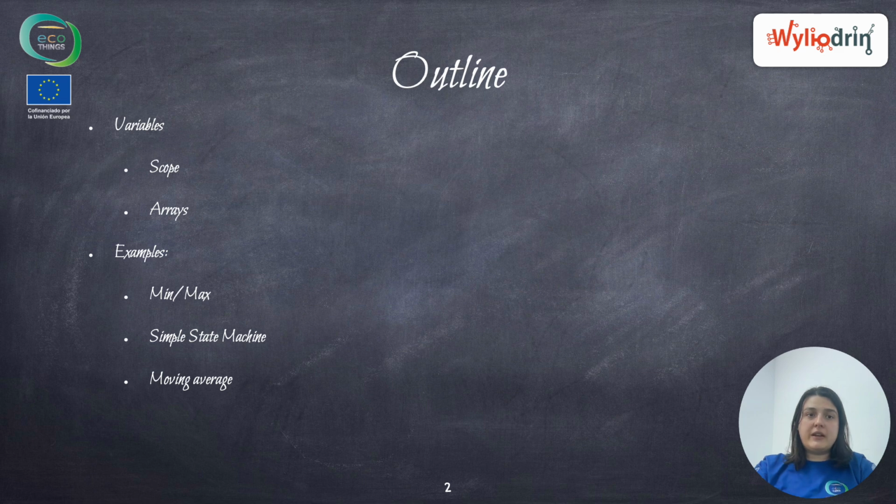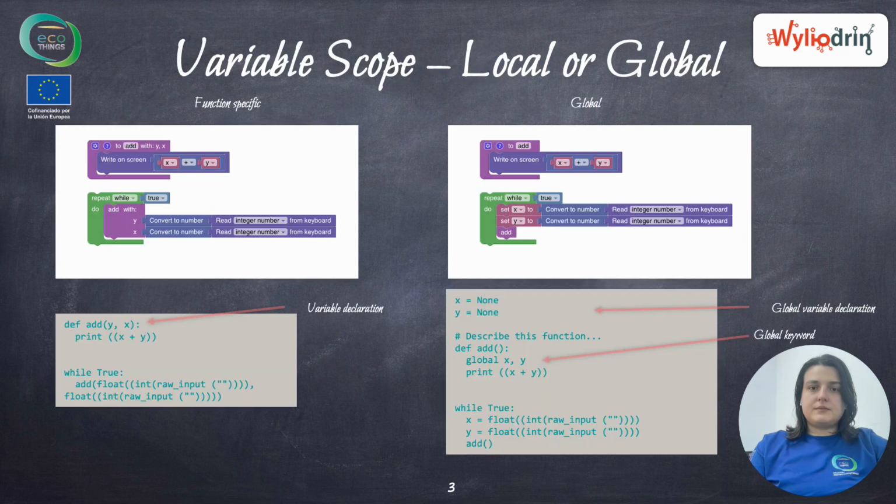We will look into how variables are represented in ValueGene Studio when using blocks. We will look into the variable scopes and array, and then we will write some applications that deal with minimum and maximum values. We will build a simple state machine, and we will compute a moving average.